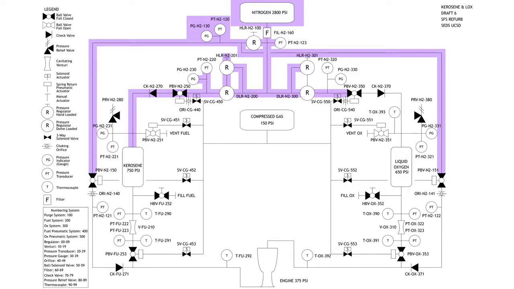Now, going along the line, check N2 270. I already explained how check valves work. That's going to let nitrogen gas flow in only one direction. Now above my tank, if you look at pressure gauge 231, pressure transducer 221, and pressure relief 280, I already explained those. But basically those are going to hold static pressure. That's going to give us our tank pressures right there. That's how we know exactly what's inside our tank. That'll be important to know our mass flow rates to our engine eventually.